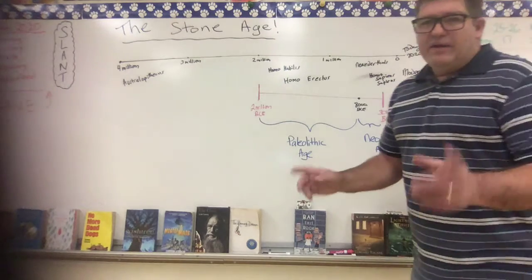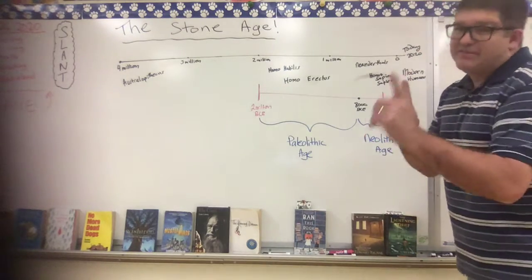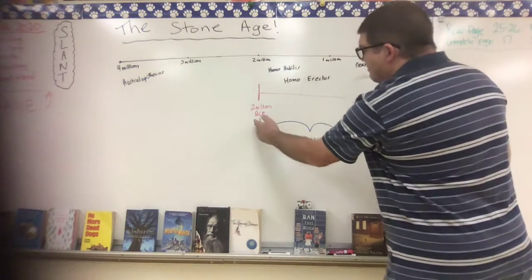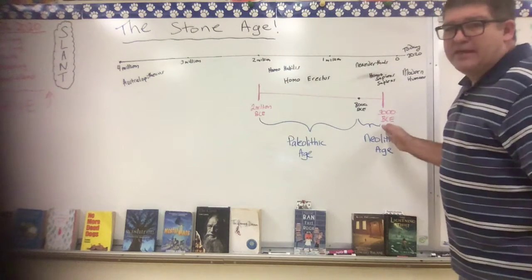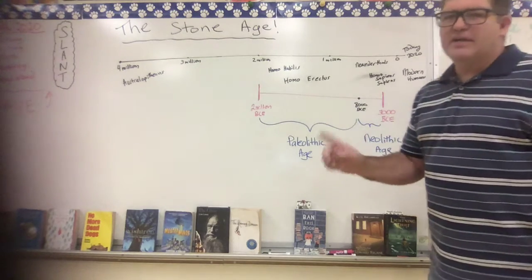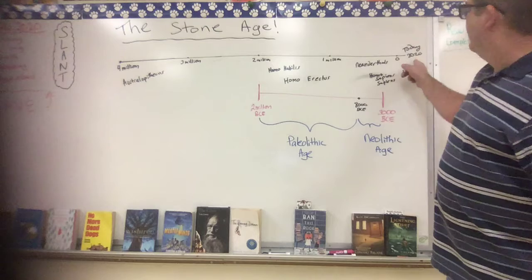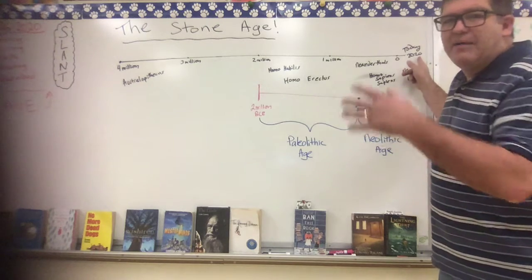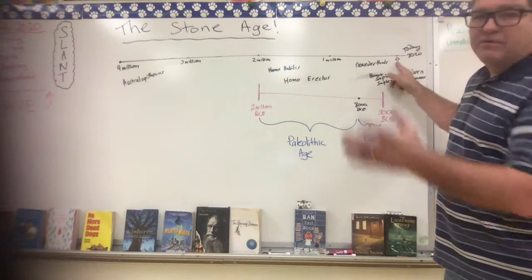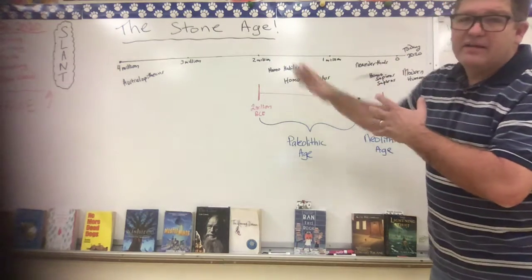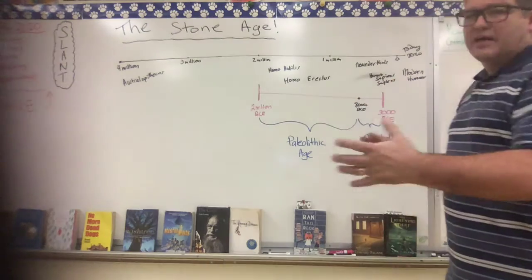I want to narrow in. It's a really big time frame, from 2 million years to 3000 BCE. And remember, BCE means before the Common Era. So we are 2020 CE, so we are in the Common Era. Everything from 0 forward is Common Era. Everything before that is called before the Common Era.